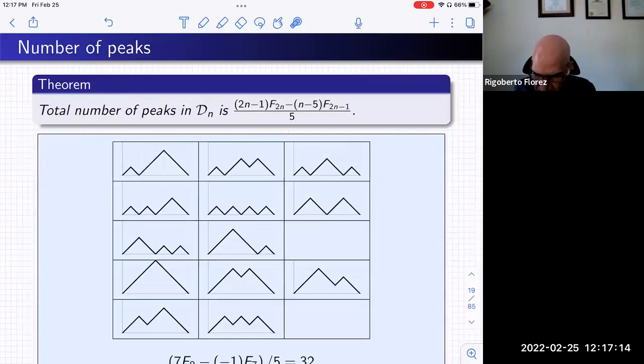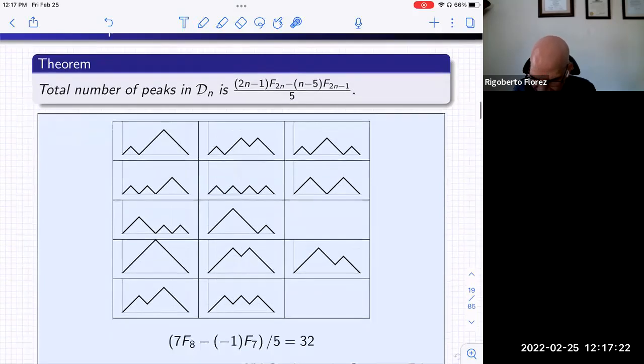And now let's just focus on the total number of peaks. This is length 8, so semi-length 4. So how many peaks are there? And we count 1, 2, 3, 4, 5, 6, 7, and we obtain 32 peaks. But that 32 is actually a linear combination of Fibonacci numbers.